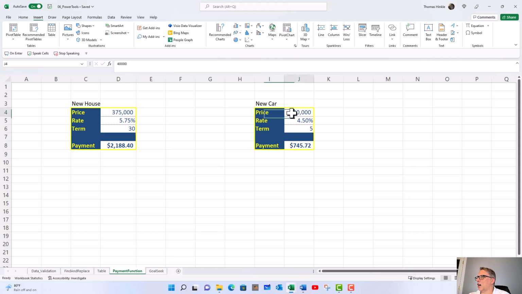And same for the car. We've got a term of 5 years. That's how long we're going to be in the loan for the car. The interest rate is 4.5%, buying a $40,000 car. What if we trimmed it down a little bit? $35,000. Okay, so now you get the idea. Let's go ahead and build this.